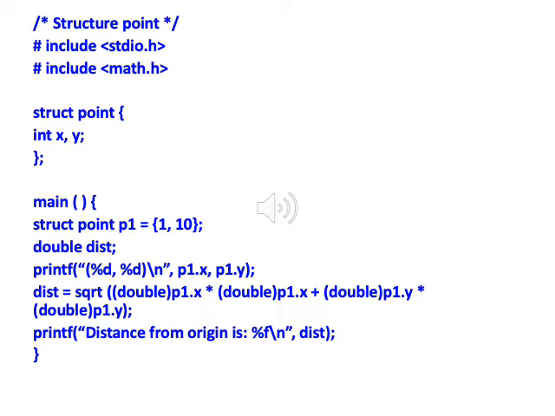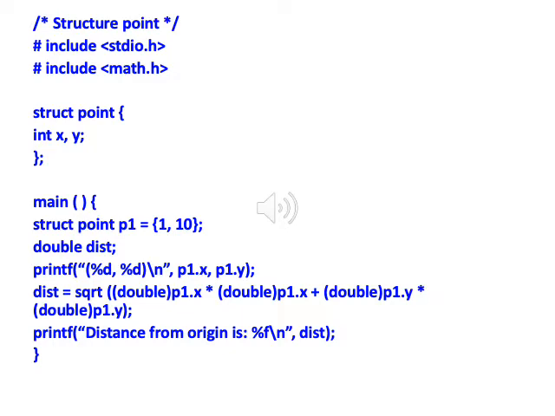And then what we are finally doing is printing the value of distance, which is the distance of point p1 from the origin. Once again, to summarize, what we are doing in this very short structure program is defining a point to be a structure, or a complex data type, consisting of two simple member variables x and y, both being ints.